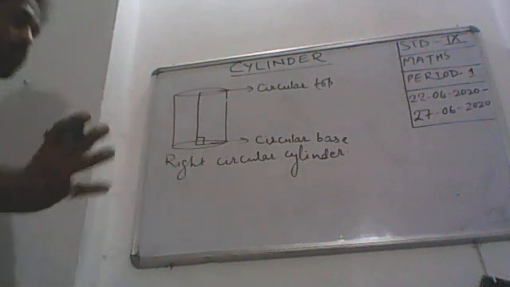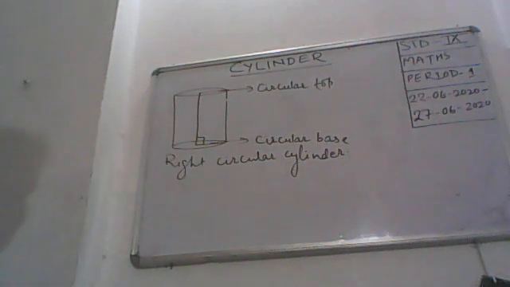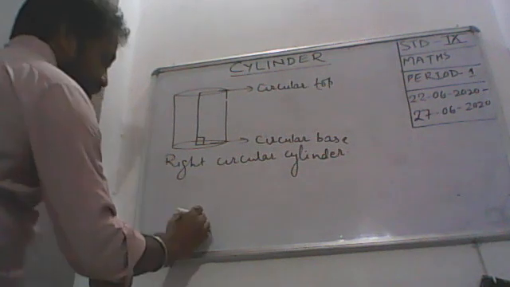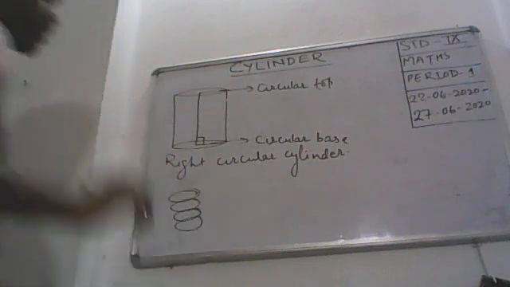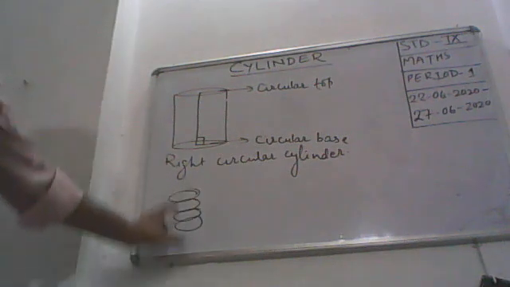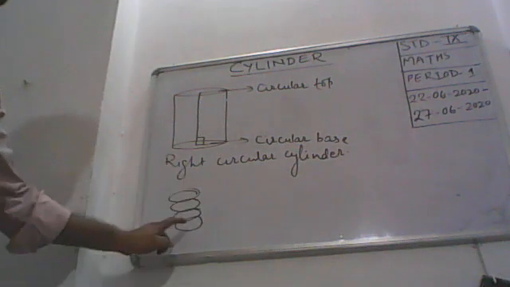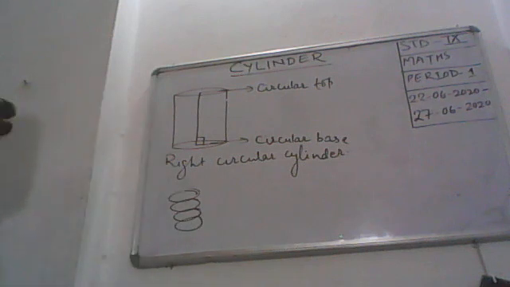Suppose your mother is wearing bangles. When those same bangles are arranged in a pattern like this, they will take the shape of a cylinder only. All the bangles are the same, so this is called a cylinder. Today we'll discuss the volume of a cylinder.